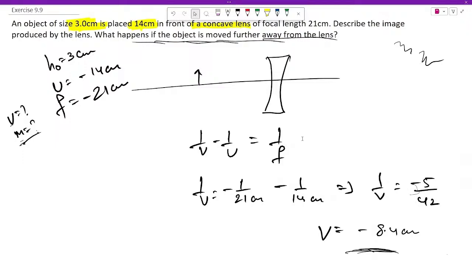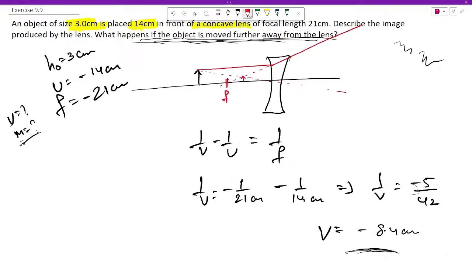Now let us comment on what happens if the object is moved further away from the lens. Let us first draw roughly the ray diagram of this. So here let us assume that this is the focus. A ray parallel will go on from here, and then it will appear to diverge from the focus, and the second ray will go through the center. Now the image will be somewhere like this.